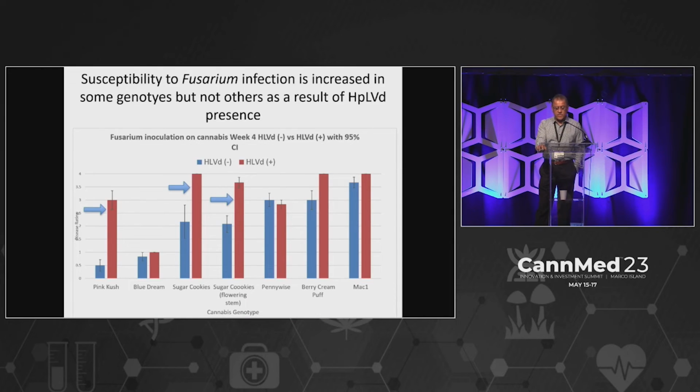Here's some data to illustrate. The blue arrows tell you that those are the lines in which Fusarium was increased as a result of the presence of the Hop Latent Viroid. And that's of concern because it indicates that those plants may be more susceptible to other pathogens.